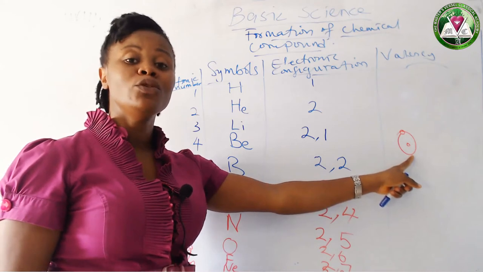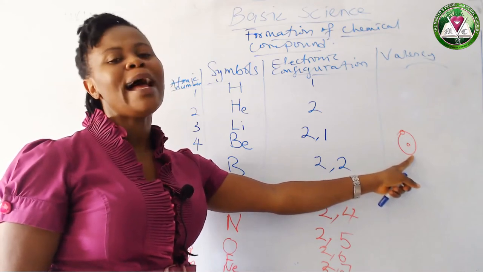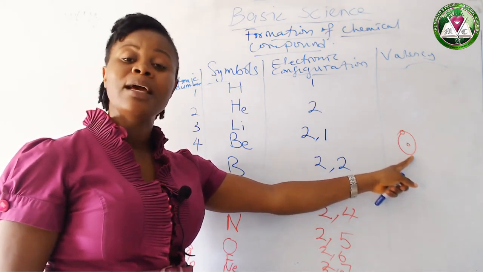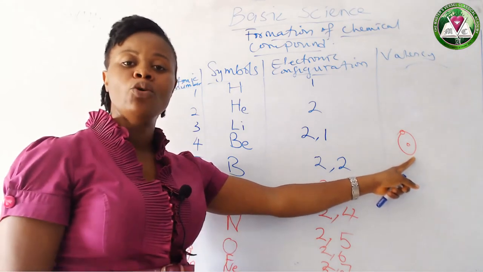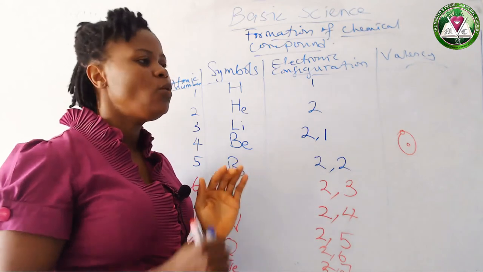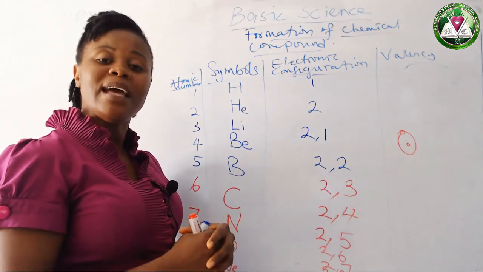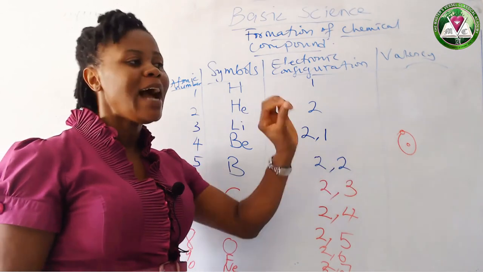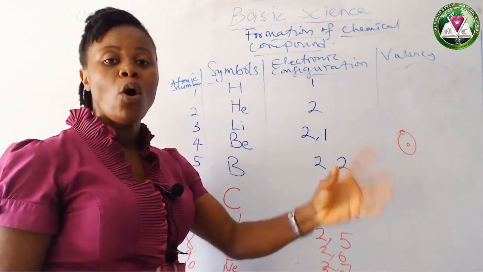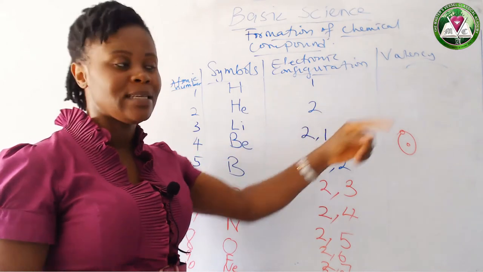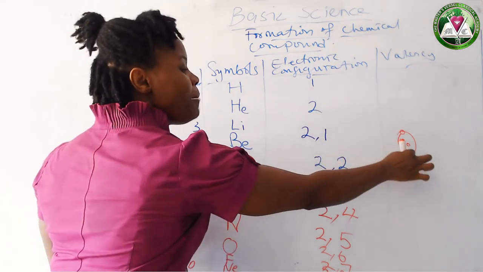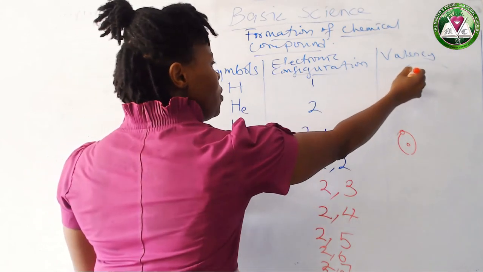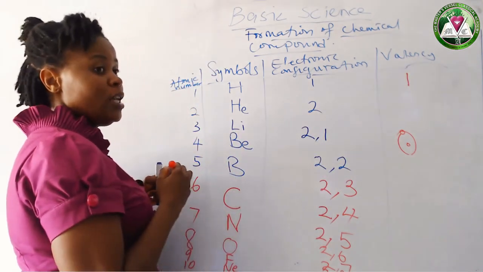So what do you think hydrogen will do? Hydrogen will go to another element that has an extra electron and say, come, let's combine together to form a chemical compound. So it's either hydrogen will give out this one electron, or sometimes it will even collect from another element to form a duplet level. So that electron it's giving out or it's collecting is what we refer to as its valency. So you notice that hydrogen needs just one more electron for it to be complete. So the valency of hydrogen is 1. The valency of hydrogen is 1.